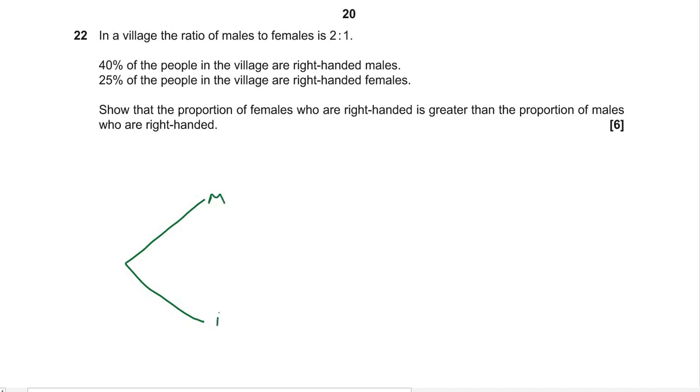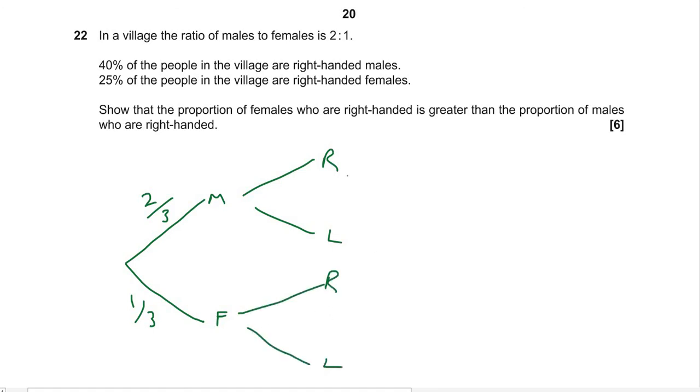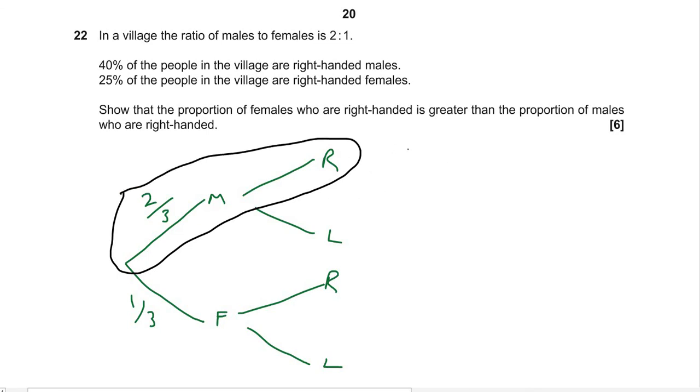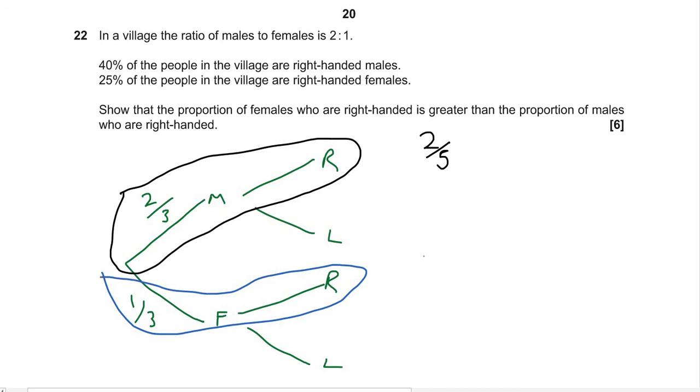So let's do males and females. We know there's 3 parts and 2 of them are males and 1 is female. Now we look at whether they're right or left-handed. So right, left, right, and left. So we know that 40% of the people in the village are right-handed males. This means that when we go along this branch here, the right-handed males, we get 40% or 2/5. So we know that when we go along that branch, we get 2/5. And similarly, if 25% of people in the village are right-handed females, that means when we go along this branch, we get 1/4.